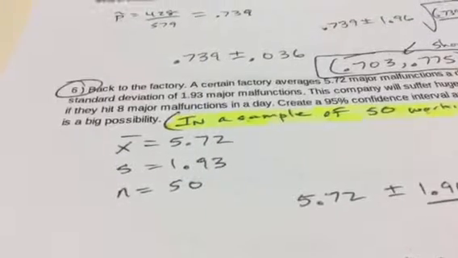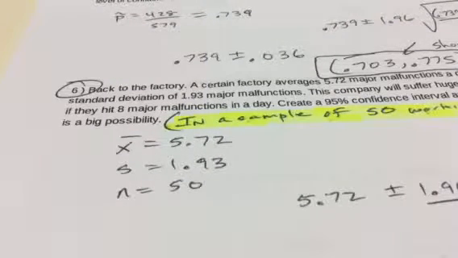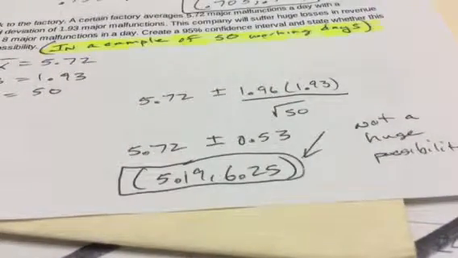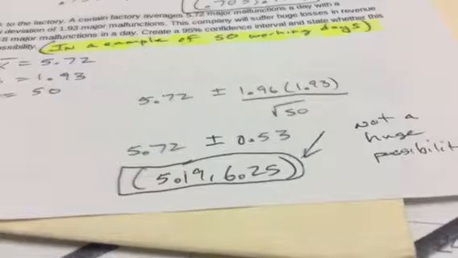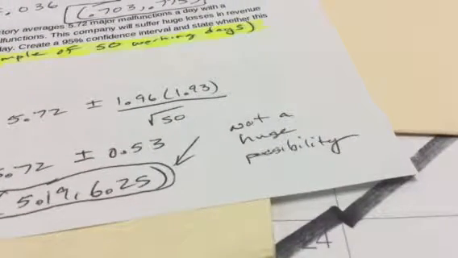I forgot to give you that we want 50 working days, so your sample size is 50 in this next example. There's your X bar, your sample standard deviation, and your sample size. Margin of error is 0.53. Add it and subtract it. It's not a huge possibility. 6 1/4 is far less than 8. Not a huge possibility.